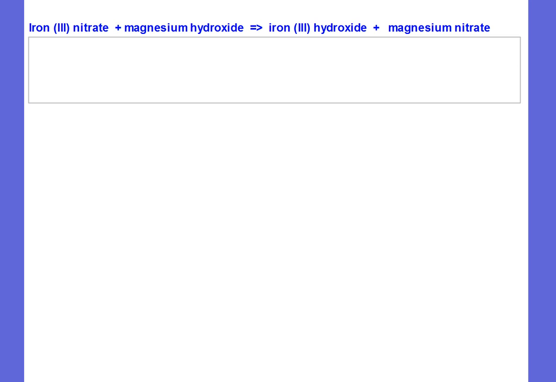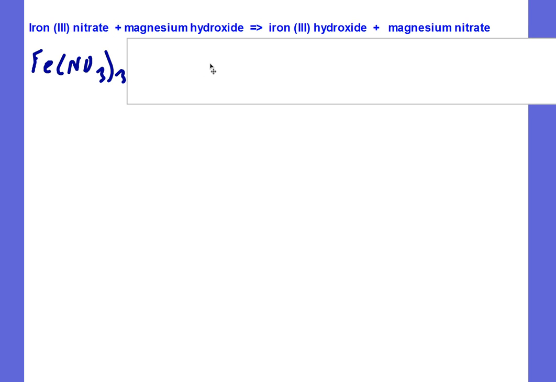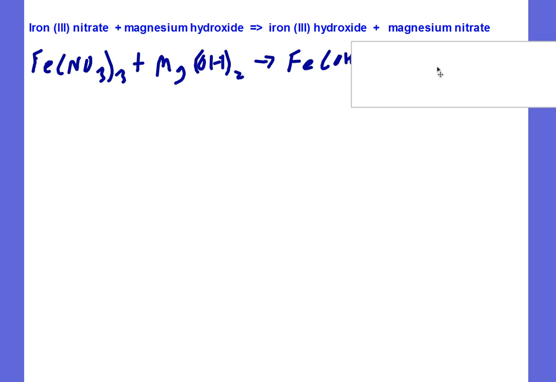Okay, let's see how we went with, well, not balancing that equation, but writing the chemical formulae. First of all, iron 3 nitrate. Iron's got a valence of 3, nitrate's got a valence of 1, so it's Fe(NO3)3. Magnesium hydroxide. Magnesium's got a valence of 2, hydroxide's got a valence of 1, so it's Mg(OH)2. Turning into iron 3 hydroxide. Once again, iron's got a valence of 3, hydroxide's got a valence of 1, so it's Fe(OH)3. And magnesium nitrate. Magnesium's got a valence of 2 and nitrate 1, so it's Mg(NO3)2.